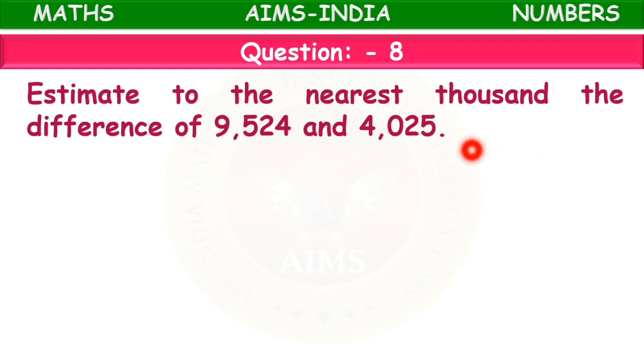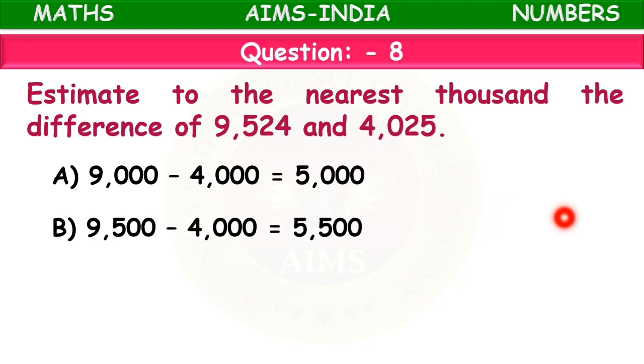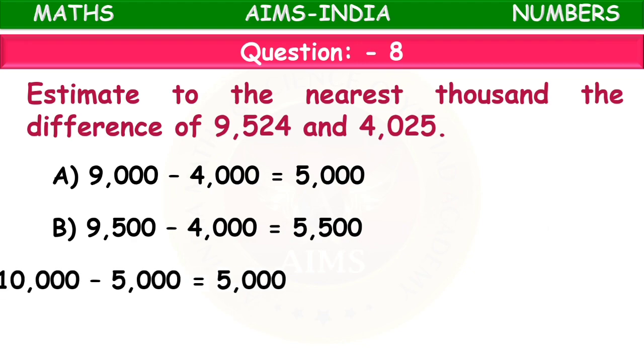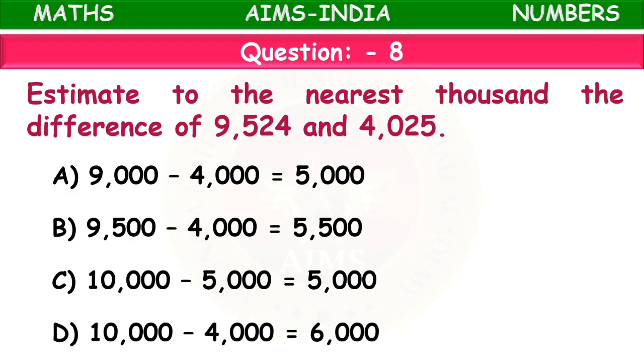Estimate to the nearest thousand the difference of 9,524 and 4,025. Option A, 9,000 minus 4,000 is equal to 5,000. Option B, 9,500 minus 4,000 is equal to 5,500. Option C, 10,000 minus 5,000 is equal to 5,000. Option D, 10,000 minus 4,000 is equal to 6,000.